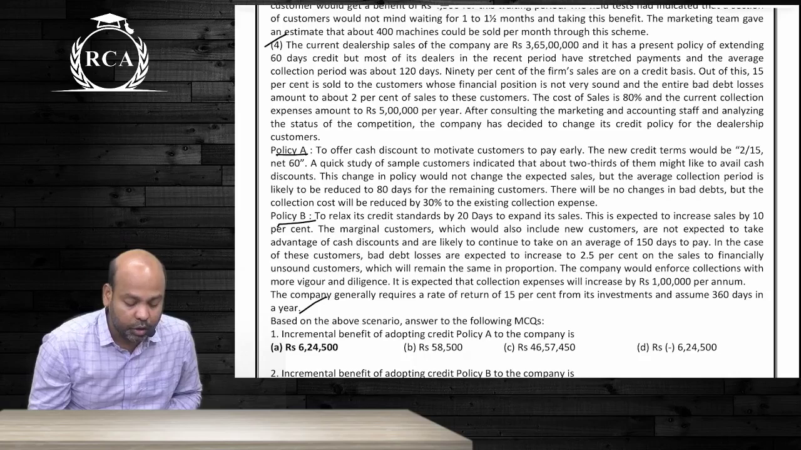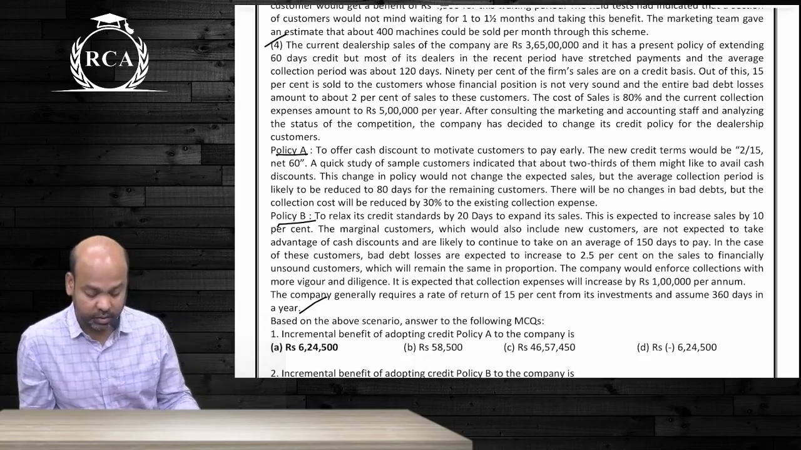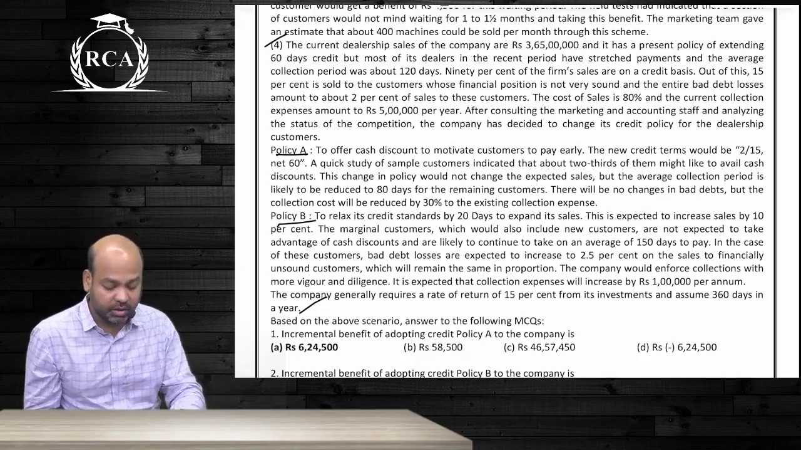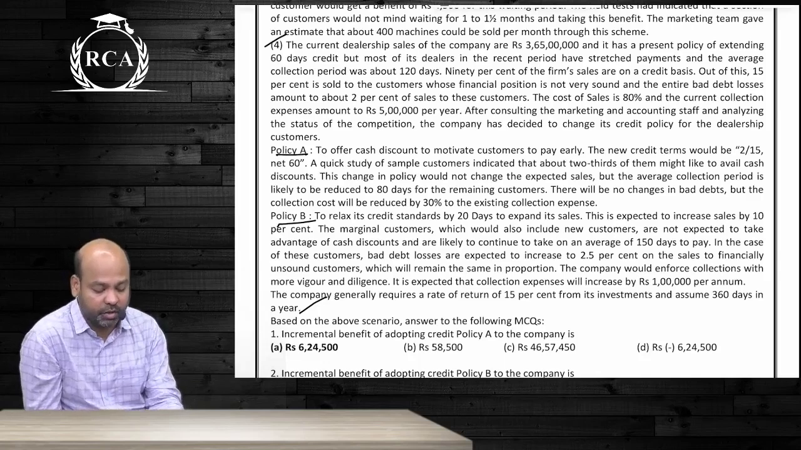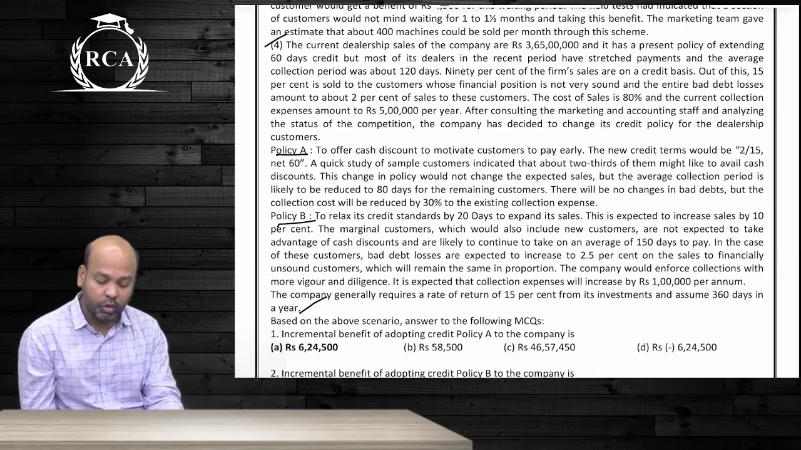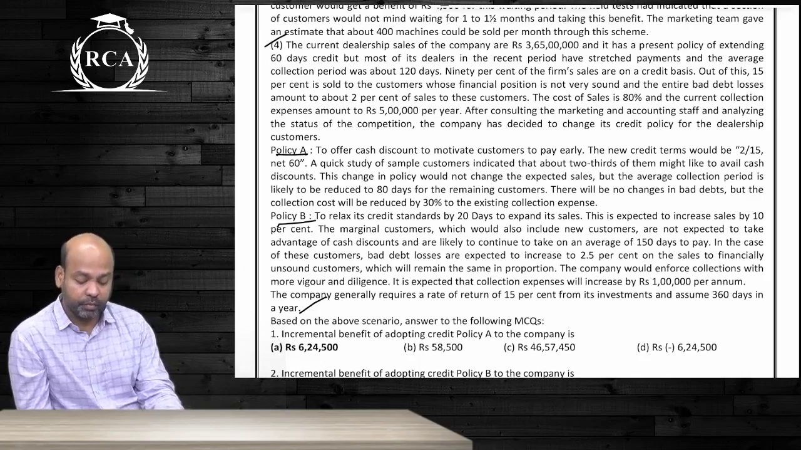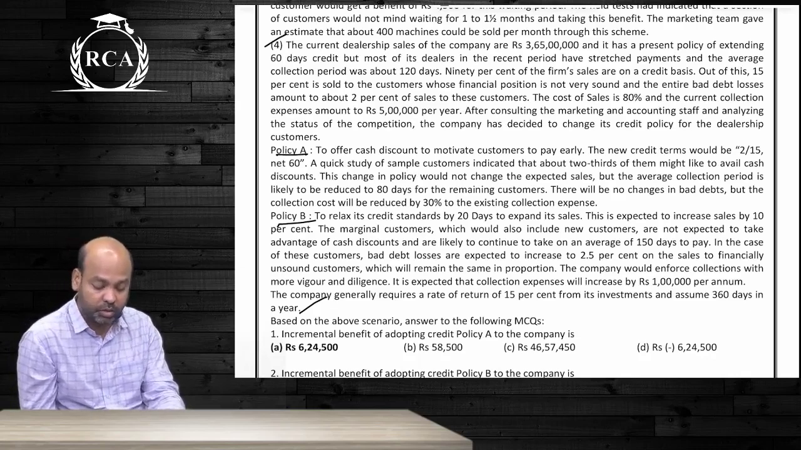Policy B: relax its credit terms by 20 days to expand the sales. This is expected to increase sales by 10%. The marginal customers, which would also include new customers, are not expected to take advantage of cash discounts and are likely to continue to take an average of 150 days to pay. In the case of these customers, bad debt losses are expected to increase to 2.5% on the sales of financially unsound customers, which will remain the same in proportion.